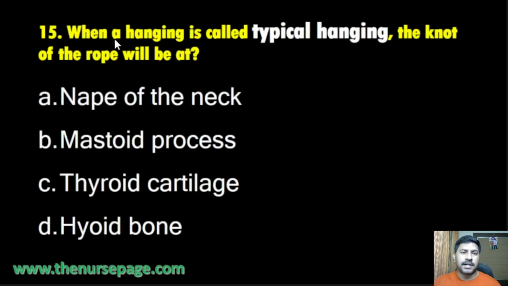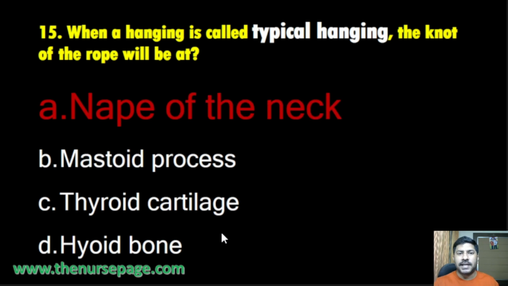Then 15th question. When hanging is called typical hanging, the knot of the rope will be at: nape of the neck, mastoid process, thyroid cartilage, hyoid bone. Hanging is classified into 2 types, typical hanging and atypical hanging. When it is called typical hanging, the knot of the rope will be at. So the correct answer is nape of the neck.